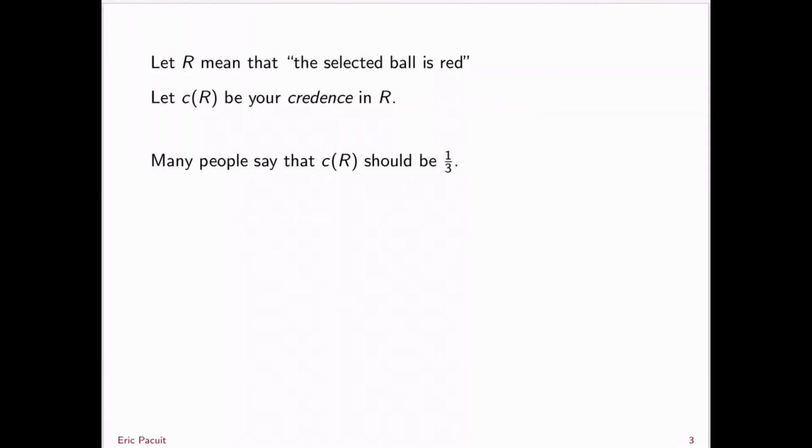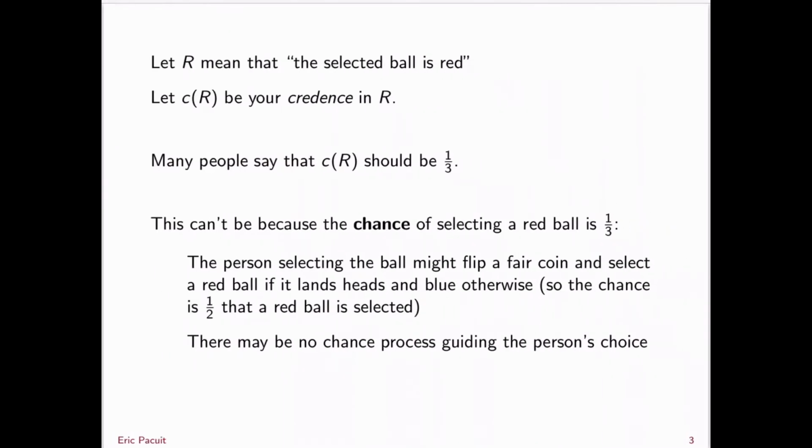Now let's let R mean that the selected ball is red, and let C of R be your credence in R. This is your subjective probability that you assign to R, or a measure of your degree of belief that the ball selected is red. Now, many people say that your credence in R should be 1/3, should be 1 out of 3. Now, why do you think your credence in R should be 1/3? Sometimes people will say, because the chance of selecting a red ball is 1 out of 3.